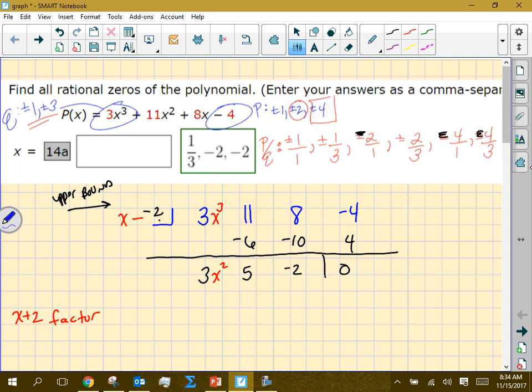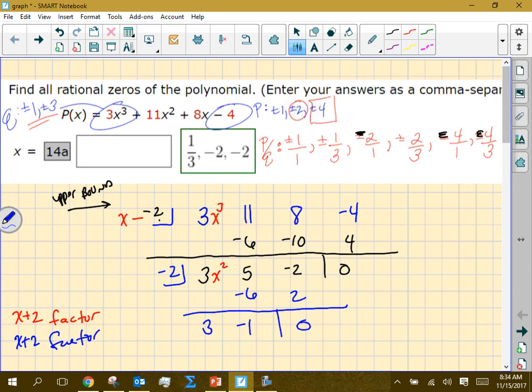I'm going to start here with negative 2 in my synthetic division. Bring my 3 down. Multiply gives me negative 6. Bring that negative 1 down. Multiply gives me 2. And there's my 0 again, right? So x plus 2 is another factor. So that's multiplicity of 2. I'll show you an alternative way that you could have gotten that in a moment.